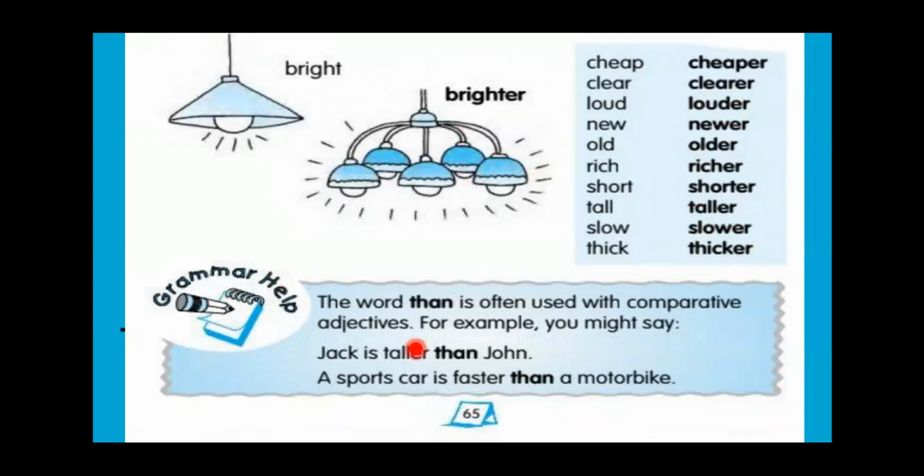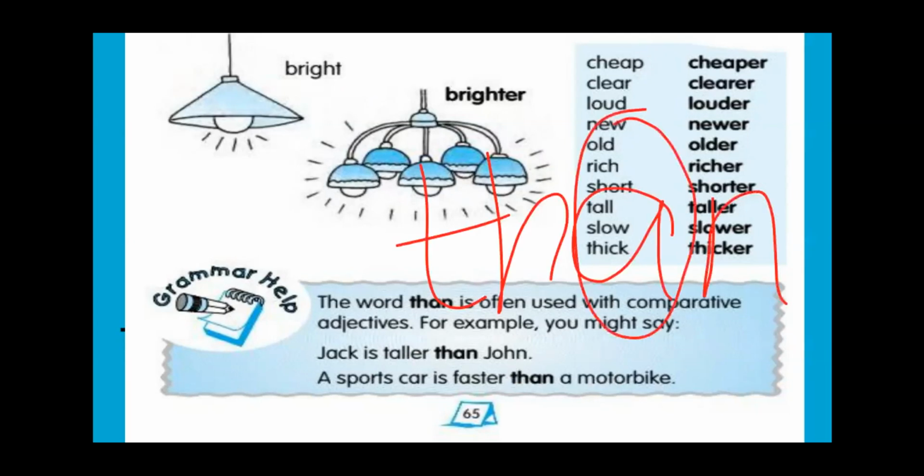So see over here, what is the grammar help over here? As I mentioned in the sentence, what did I say? Taller than. Okay. So Amit is taller than Han, whatever the name is. So I will use the word than. Be careful with the spelling.